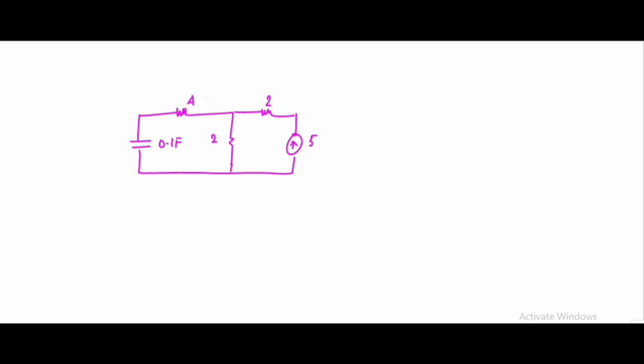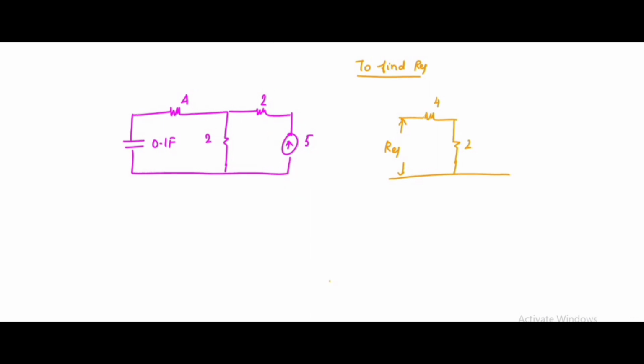So now to find the value of R equivalent, you have to find it across the capacitor. Across the capacitance means you have to open circuit that capacitance, and in order to find the R equivalent, the current source should be open circuit. If the current source is open circuited, then R equivalent is 6 and C equivalent is 0.1 farad.